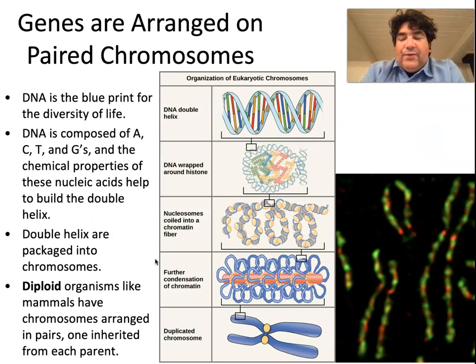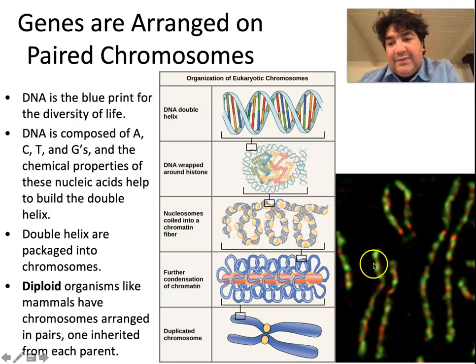So hopefully you all remember that DNA is the blueprint for the diversity of life, and it is packaged in the cells. It's really tightly wound into paired chromosomes, which you can see at the bottom of this diagram. This is two chromosomes that are linked here at the centromere. And next to it is a fluorescent micrograph image of paired chromosomes in a human cell.